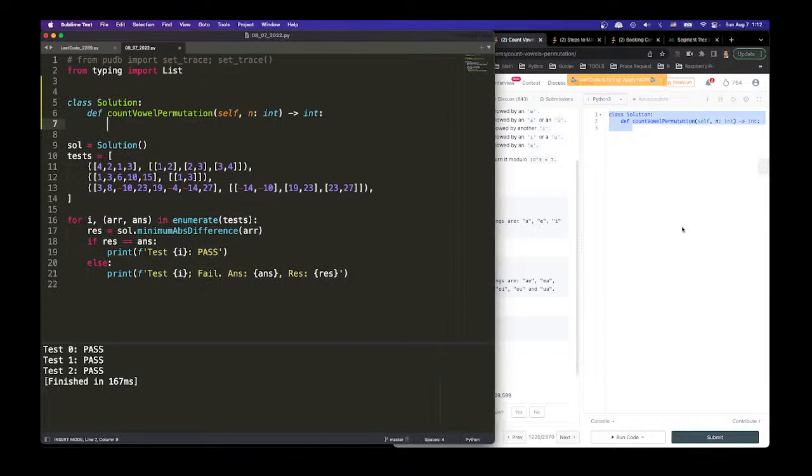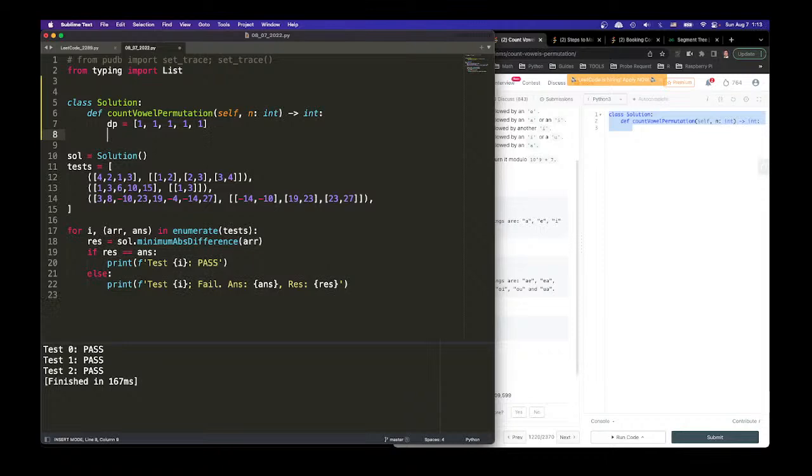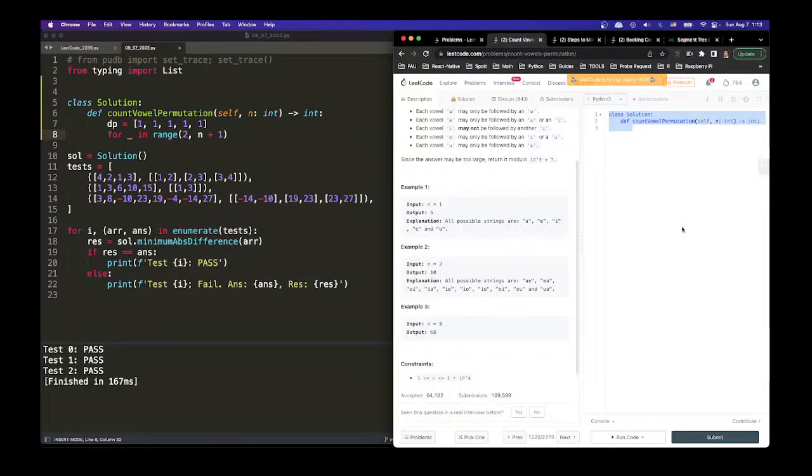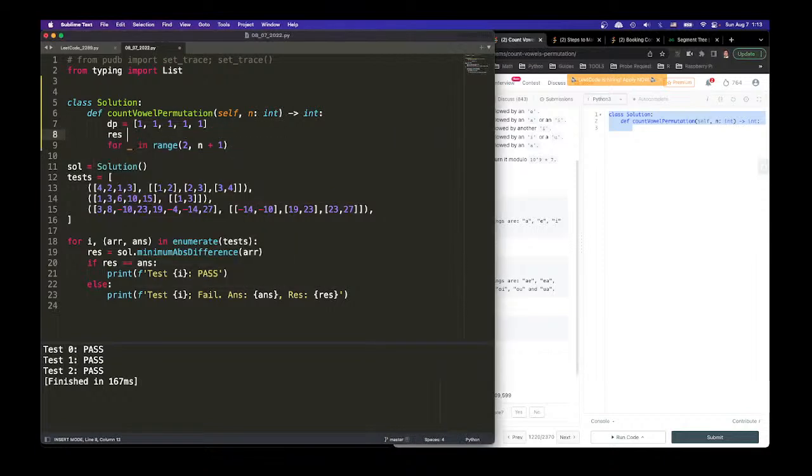But we need 2, because we cannot just use 1. It changes, it requires the sum of the previous ones. So we say dp equals 1, 1, 1, 1, 1, 1, 2, 3, 4, 5. And then we say for this in range 2 to n plus 1, right? And the rest equals, actually we don't have to do rest at the moment.